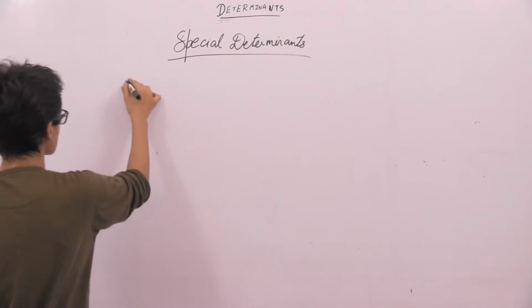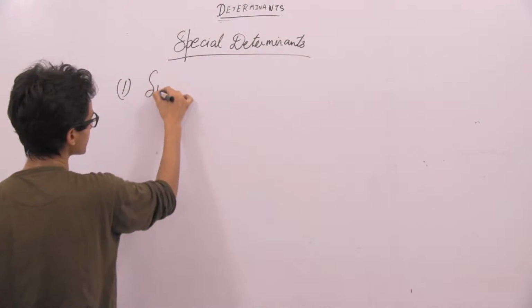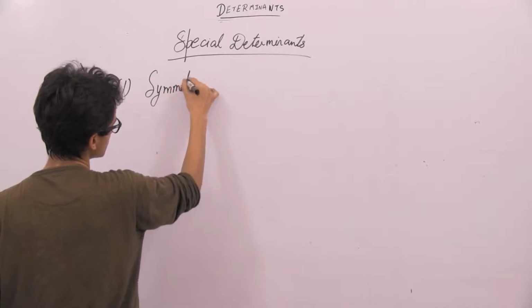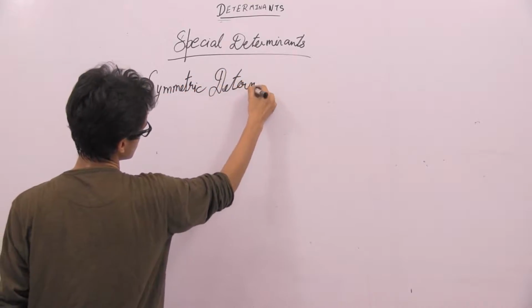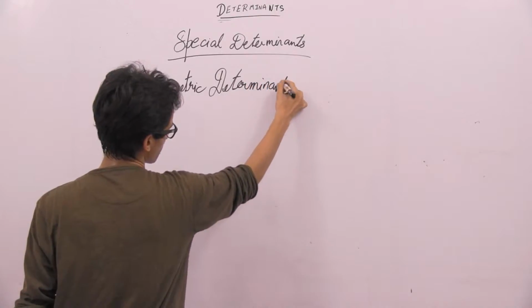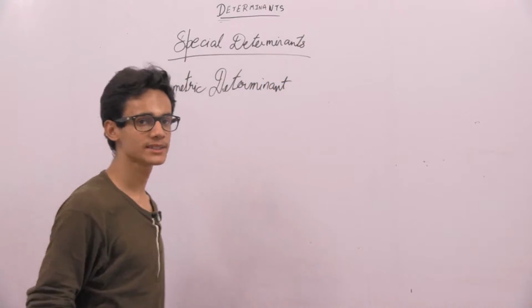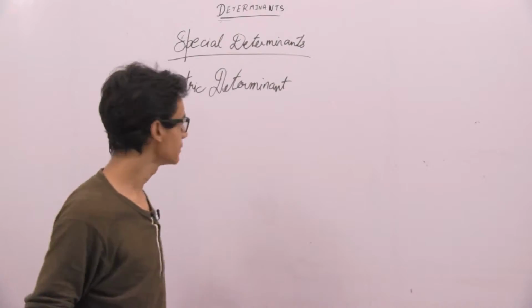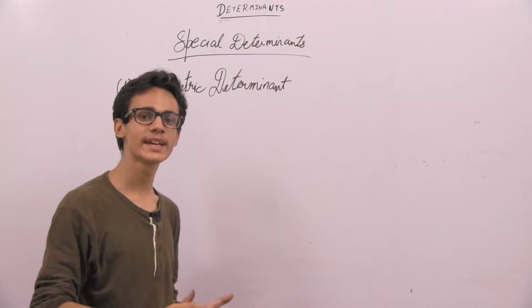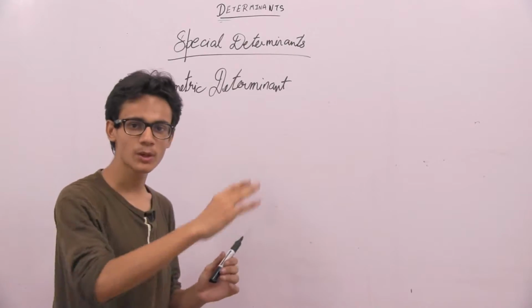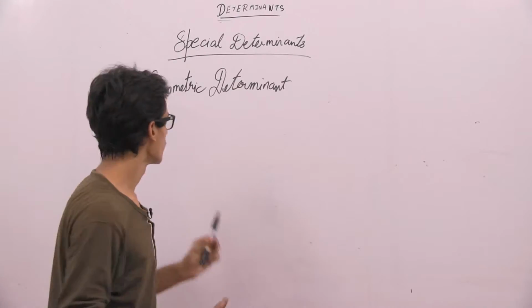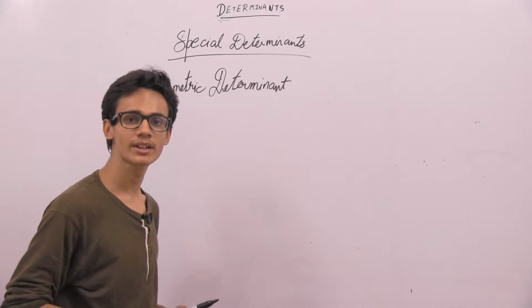So the first type of special determinant is the symmetric determinant. Here, as in matrices, symmetric determinant means symmetricness about the diagonal line of the determinant. So we are talking that about the diagonal line of the determinant, all the elements that are present are symmetric.